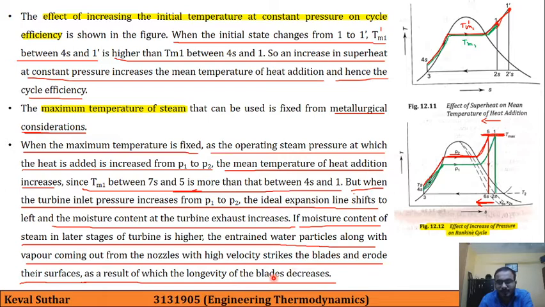And this can affect the longevity of blade. So there are two different sides of this: while increasing this pressure we can increase the mean temperature of heat addition and cycle efficiency consequently. However, once we increase this pressure, our entire cycle slightly shifts towards the left. That means it will reduce the dryness fraction, and the water particles can affect the turbine blade material. So there are two sides of the same thing.